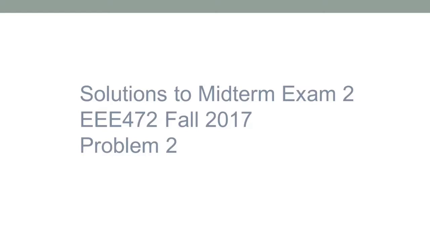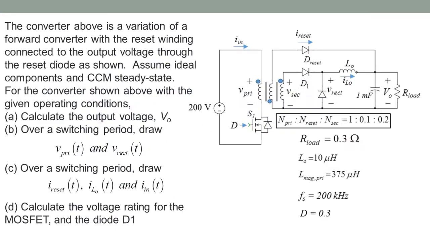This video covers the solutions to problem 2 of the midterm exam 2. Problem 2 is on a converter that is a small variant of the well-known forward converter that we studied in detail. The main difference between the converter given here and the traditional forward converter is in the reset mechanism.